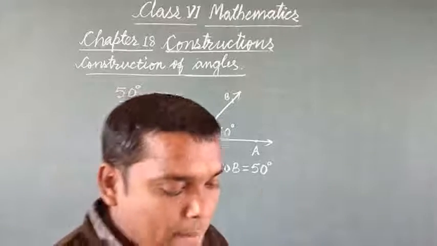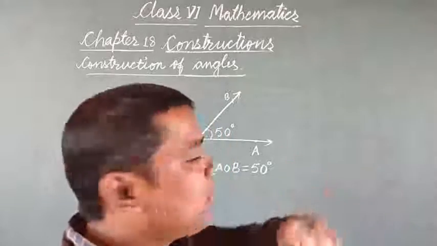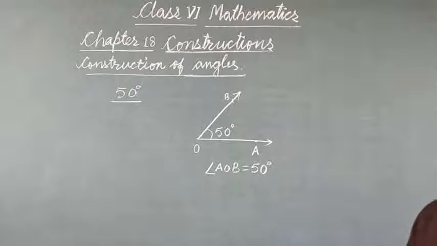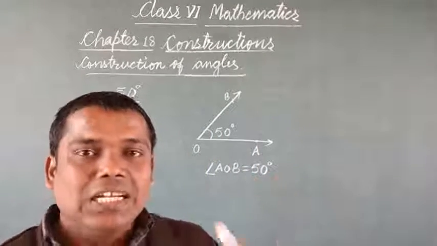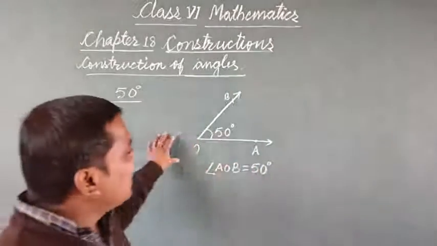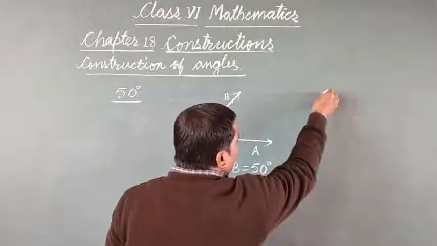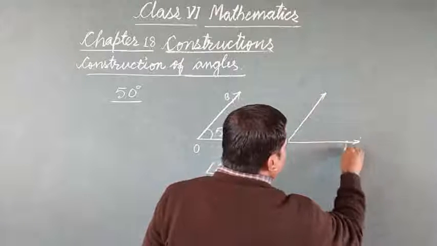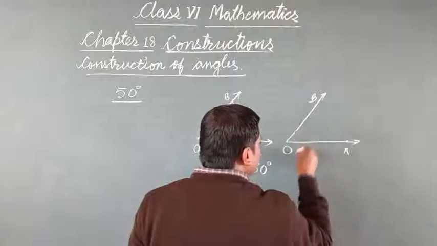Now the second one is bisecting a given angle. How to get the bisector of an angle? Try to understand. If it is said to draw the bisector of a 50 degree angle, first of all, I will draw an angle of 50 degrees. See here, with points A, B and O. This is an angle of 50 degrees.